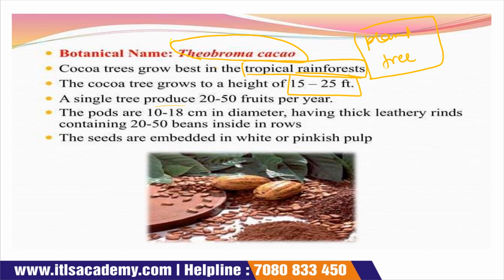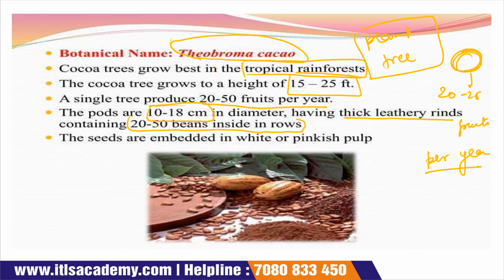A single tree produces 20 to 50 fruits per year. One single tree has the capability to produce around 20 to 25 fruits per year. The diameter of the pods is around 10 to 18 centimeters, and they have a thick leathery rind which contains around 20 to 50 beans inside, in rows.